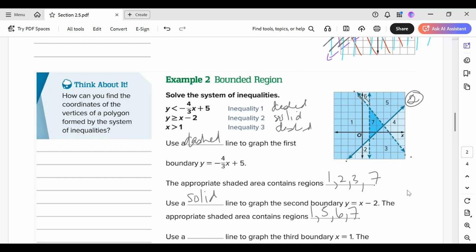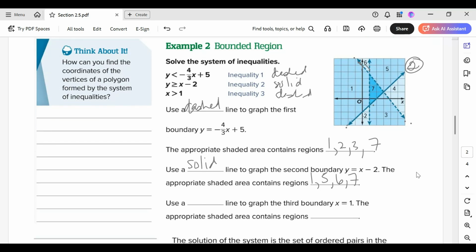Then for the third inequality, we have a dashed line again. And so we plotted our point at x equal to 1, and it says all the values of x have to be to the right of it. So to the right of it are regions 5, 7, 4, and 3. So 3, 4, 5, and 7 are to the right of that piece.